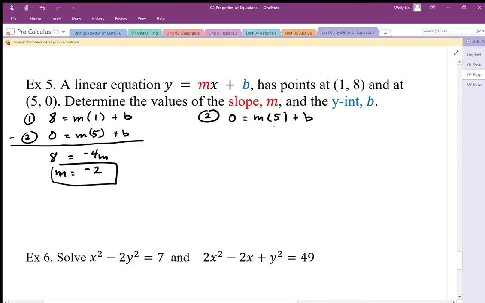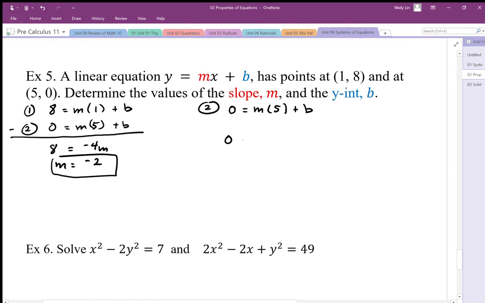When I substitute back in, I can solve for b. So I end up with 0 equals m, which is negative 2, times 5, plus b. b works out to be plus 10 on both sides. b works out to be 10.